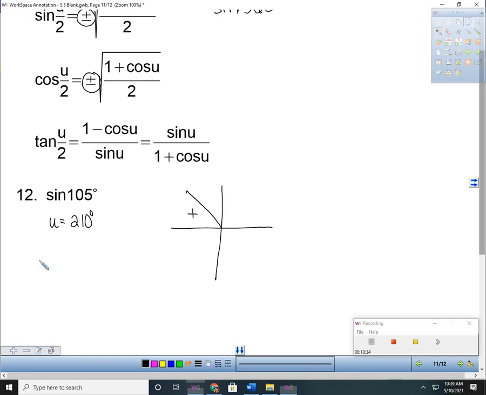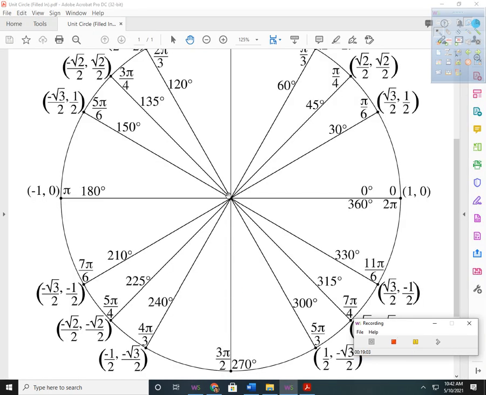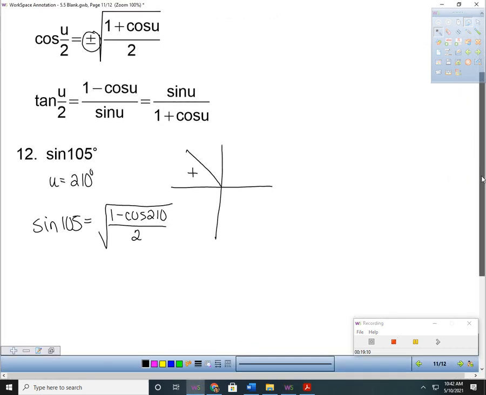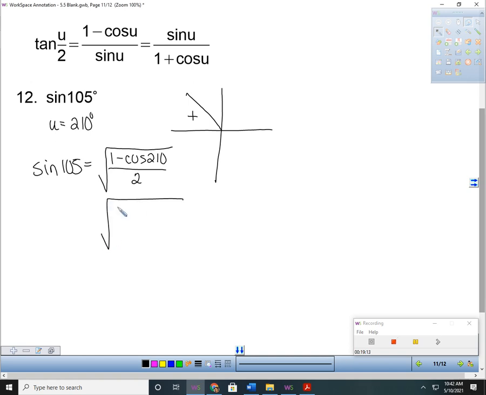So I've got sine of 105 is equal to the positive square root of 1 minus cosine of 210 over 2. First, I need to figure out what the cosine of 210 is. So I pull up my unit circle. For 210, the cosine is the y value, so that's negative 1/2. So I'm going to replace cosine 210 with its value of negative 1/2.